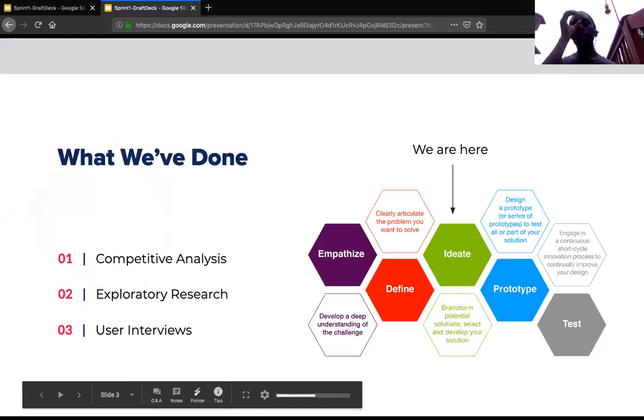So what we've done. Essentially, the first two sections of this sprint were the empathize and define portions of design thinking. Meaning, they allowed us to connect with the people, connect with our target audience, as well as really understand the problem. So we did a competitive analysis, which allowed us to really understand the market. We did exploratory research, which helped us with some background information. And finally, we did some user interviews, which of course helped us to really understand the people who we're going to be building this product for.